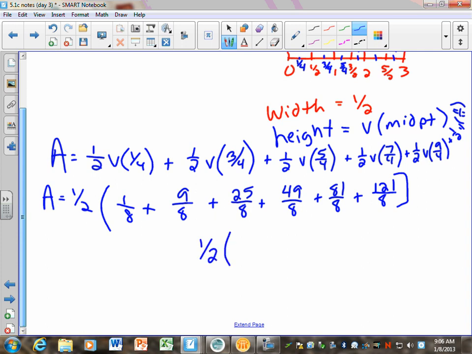I just did this on my calculator, and I highly recommend you practicing this. But I got 143/4 times 1/2 was 143/8. I really want you to leave that as a fraction, but just to give you an idea of how it compares to our first one, 17.875. When we only used 3 rectangles, we got 17.5. This is a more accurate answer. We could even get more accurate with more rectangles.